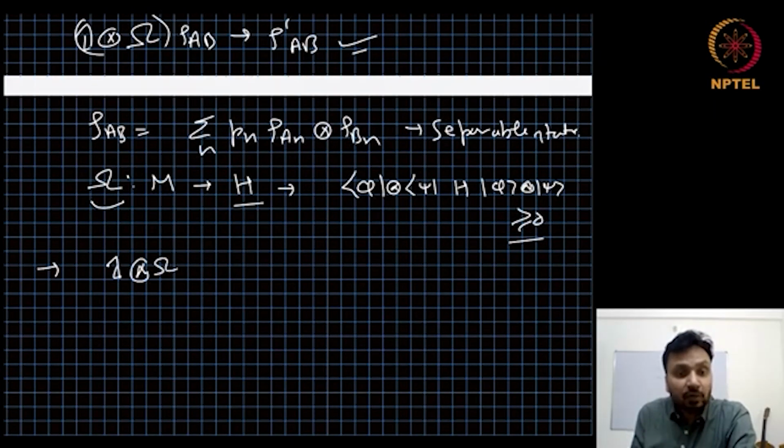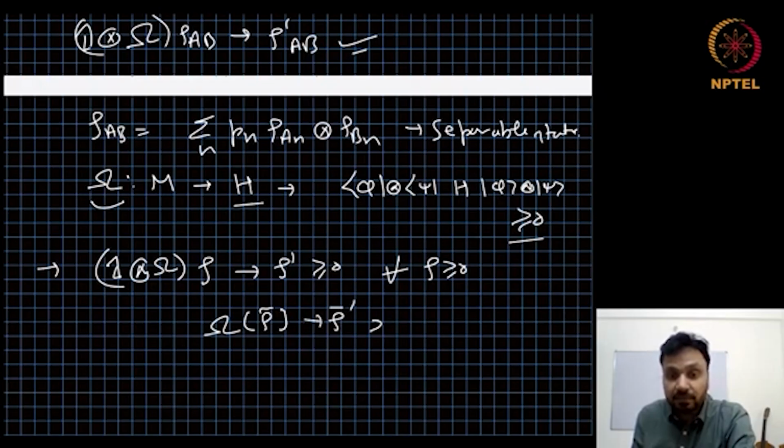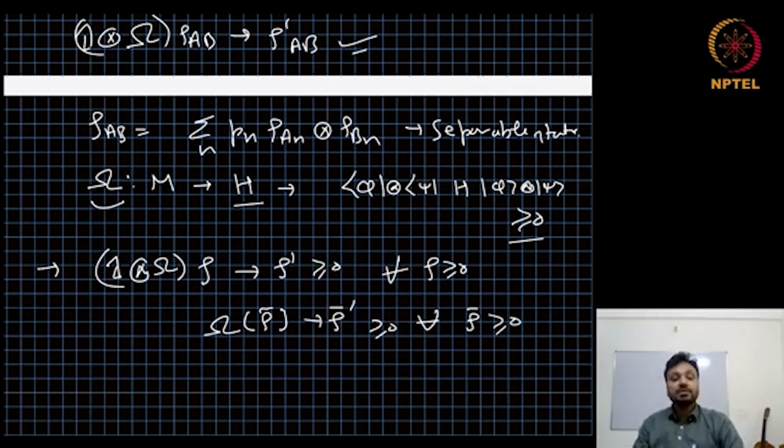Is it always true that rho prime, I tensor omega acting on rho, is positive for all positive rho? That is, if omega takes rho bar to rho bar prime positive for all positive rho bar, is it always true that if omega is a positive map, then it acting on a subsystem of a composite system will also be a positive map?